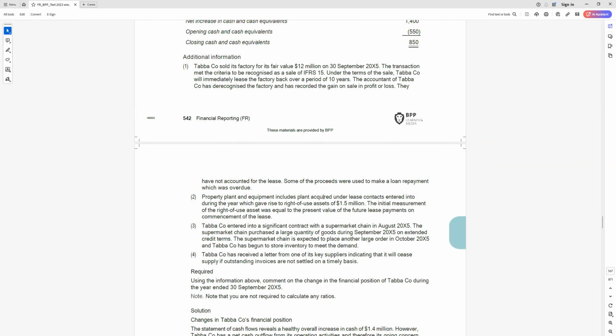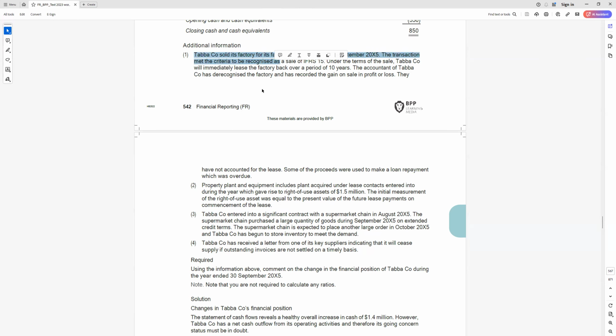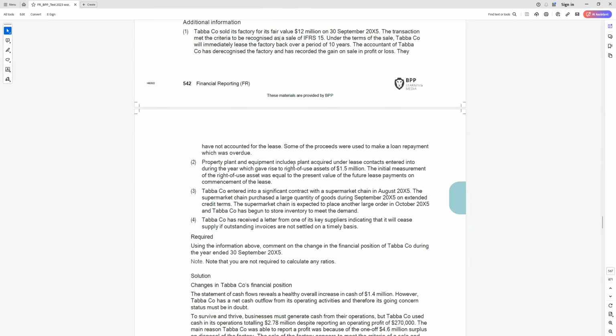Anyway, now we're going to look at the additional information, and then look at how to interpret it. The first one we have just discussed. The next one says property, plant, and equipment include plant acquired under the lease contract entered into during the year which gave rise to the right of use asset of 1.5 million. The initial measurement of the right of use asset was equal to the present value of the future lease payments on commencement of the lease. So basically this is the lease.